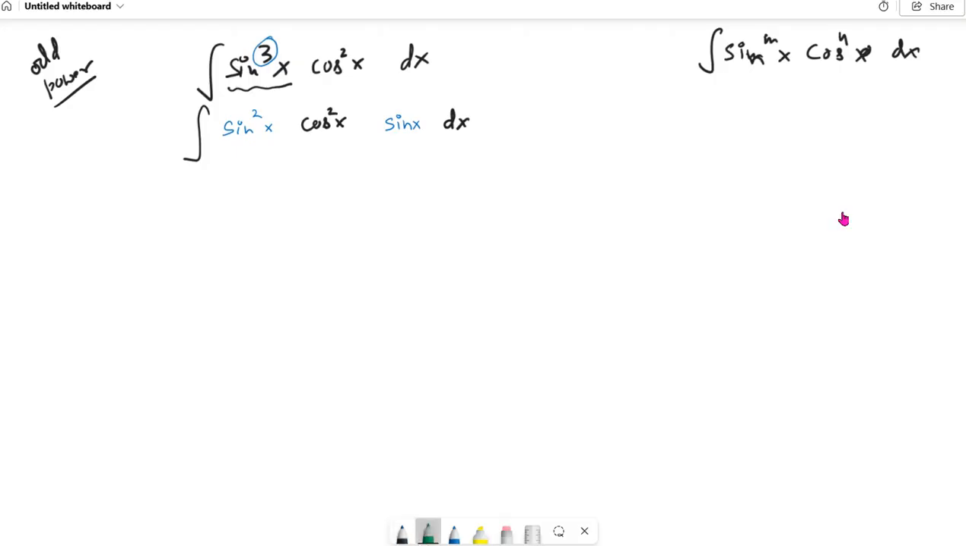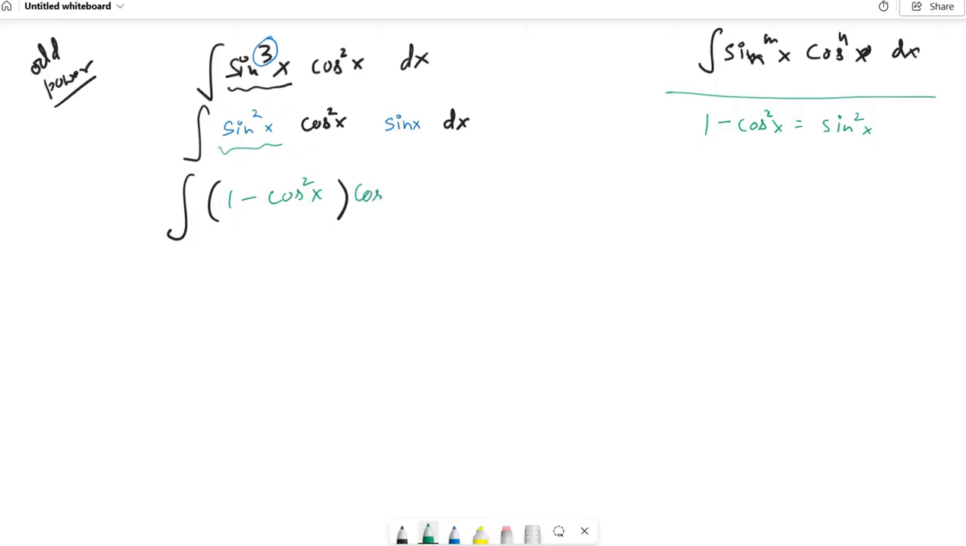The remaining sines will be converted to cosines using the formula. We know that 1 minus cosine square x is equal to sine square x. So the remaining sines can be replaced by 1 minus cosine square x. And there is cosine square x. And we have sine x dx, which we peeled away from the odd sine power.